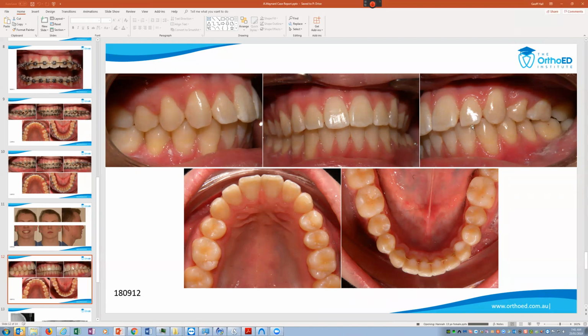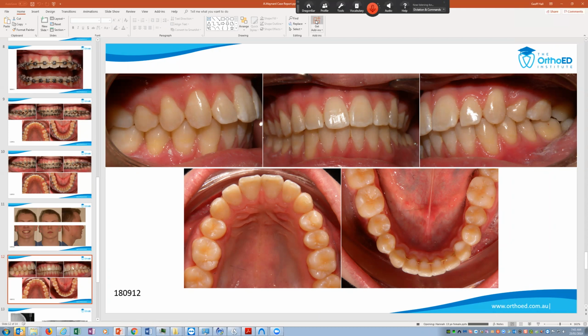But you've corrected that class 3 just with the elastics? Just with the elastics. That's a huge change. It was unbelievable. But it was monitoring that, it was monitoring the canine relationship all the time.